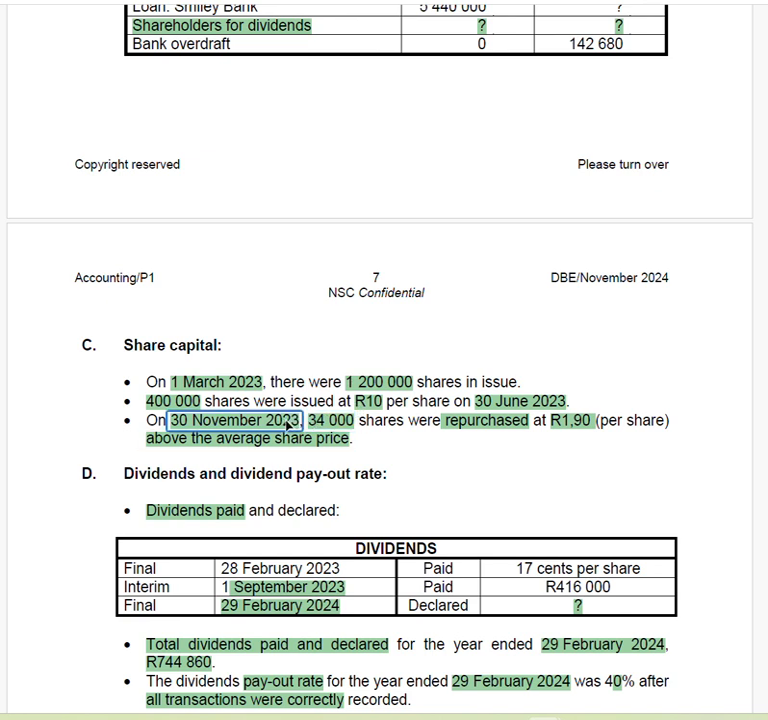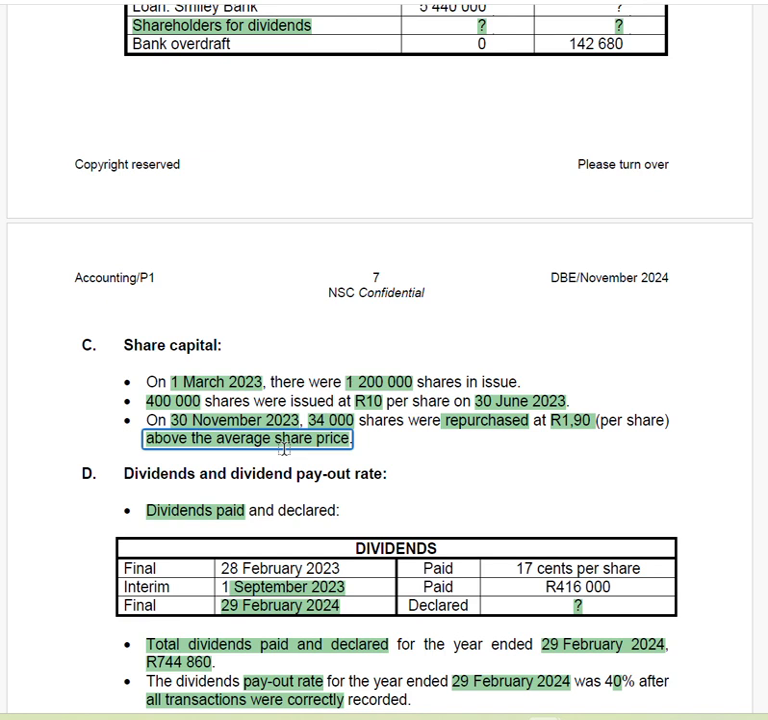We're told that on 30 November 2024, 34 shares were repurchased at 1.90 per share above the average share price. So now when you're looking at this information, it is going to affect your P&L. It is an adjustment to your P&L. Why? Because it is a loss. Why is it a loss? Because we are buying back the shares at above the average share price.